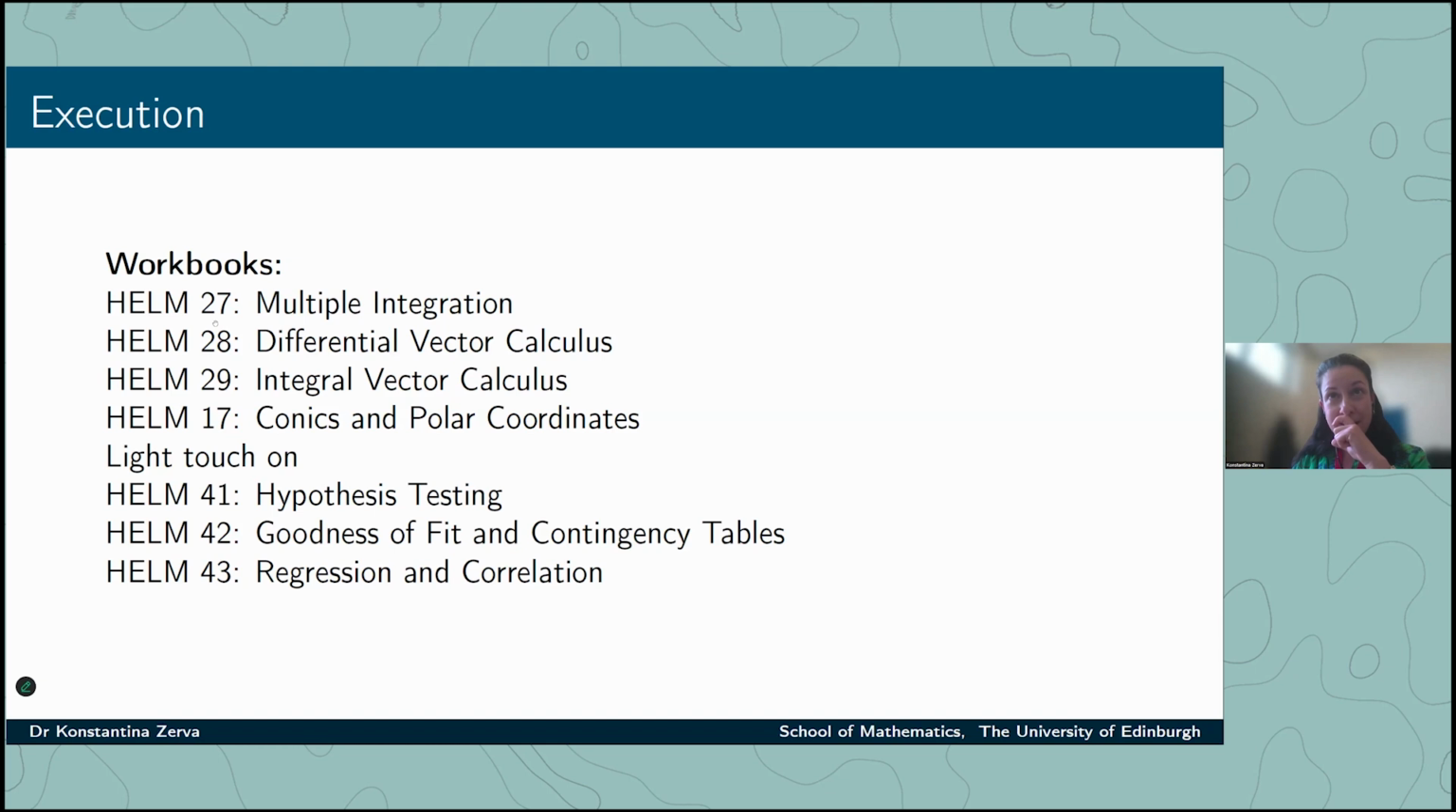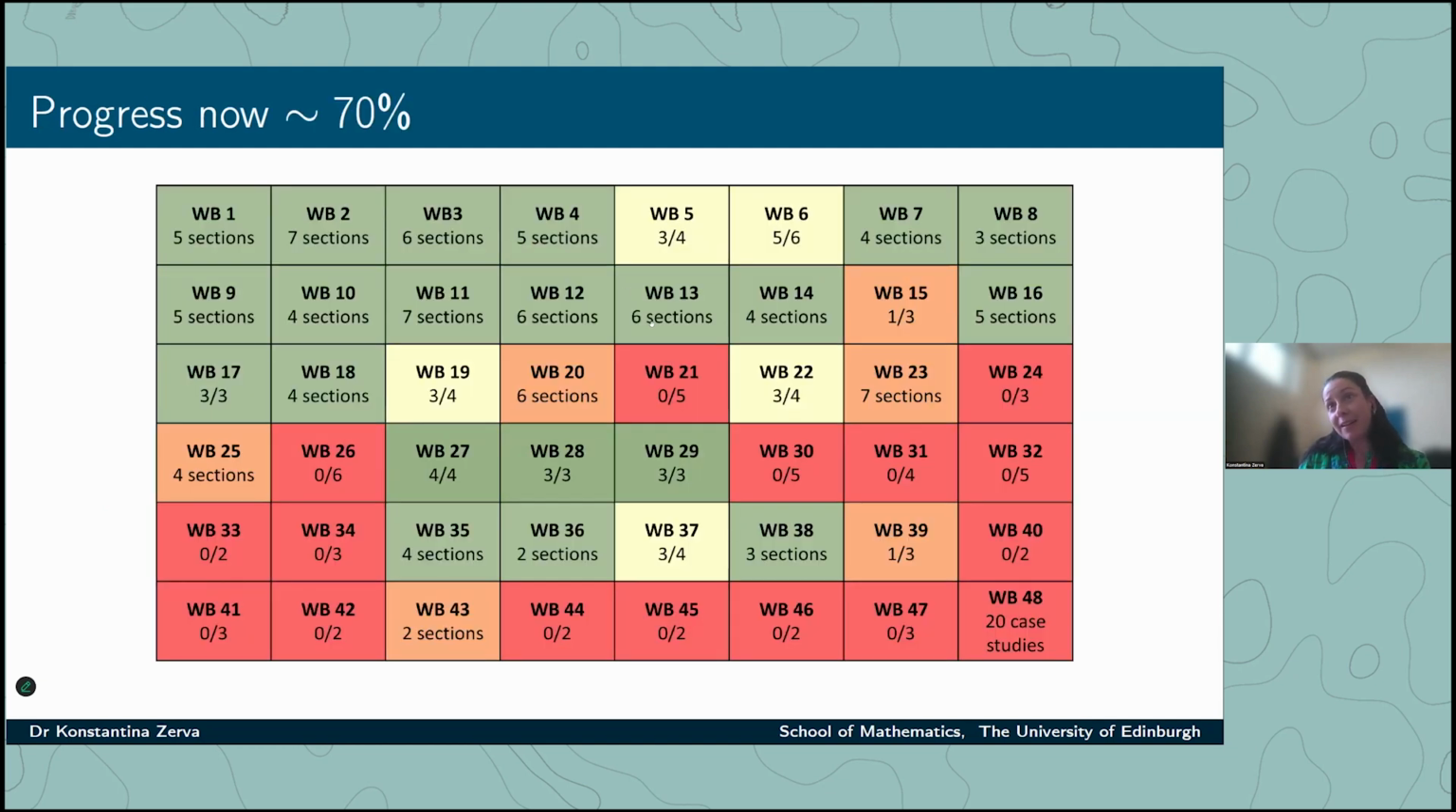Just because the 3 workbooks, 27, 28, and 29, were massive and huge, and it took quite a lot of time to work on them. So the progress now, we have translated into Stack something like 70% of the HELM materials. In reality, it's a bit more because the ones that are left are not very big. So if you think of actual length or actual pages, we've put more into Stack than you can see in this kind of heat map.